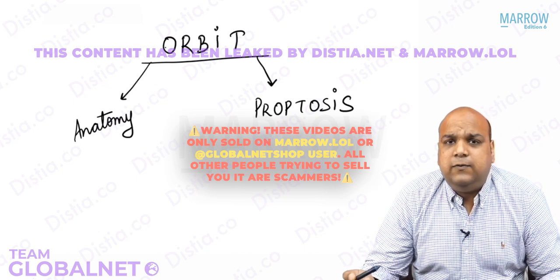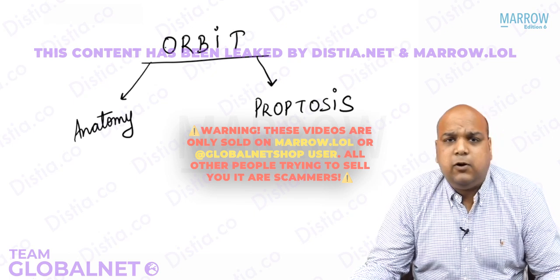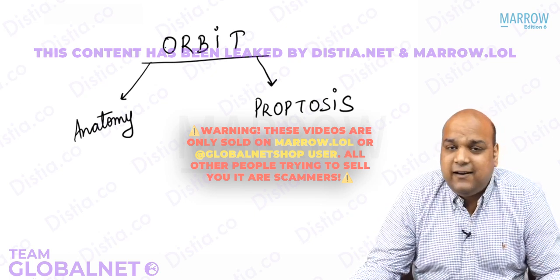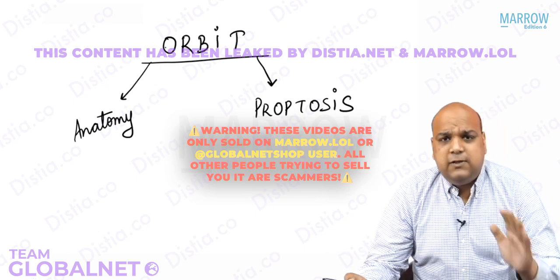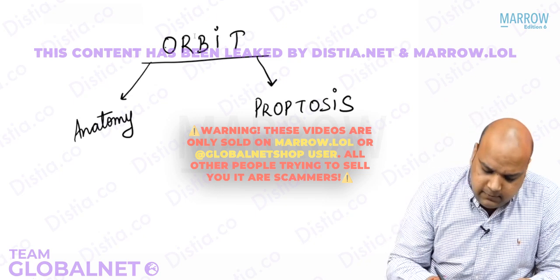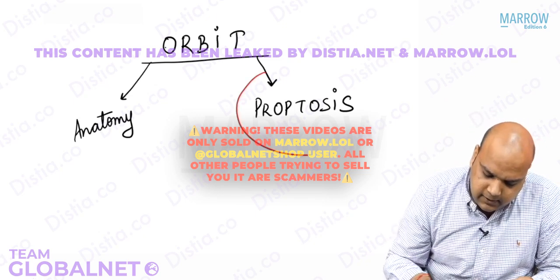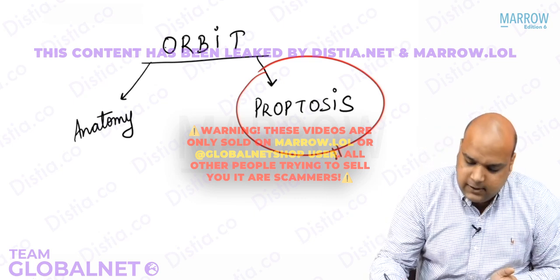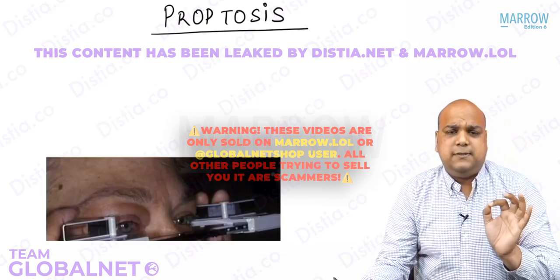In anatomy of the orbit, we already know superior orbital fissure, inferior orbital fissure, optic canal, and all those things. We have read it in anatomy, so I'm not going to duplicate it. We just need to know the structures. So straight away, what I will be teaching you here is the important topic which usually confuses students, proptosis. Okay? So let's begin with what is proptosis.